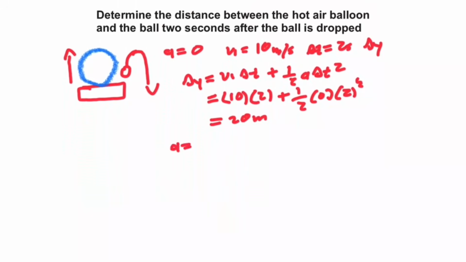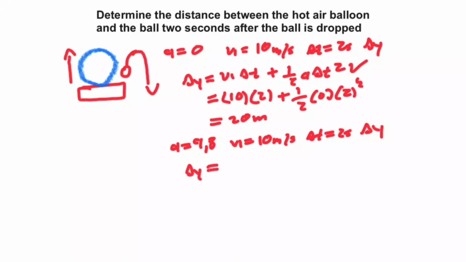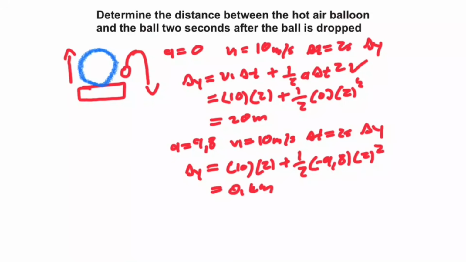Its acceleration is and always is 9.8. Its initial velocity will be that of the hot air balloon, 10 meters per second. The time is 2 seconds, and we want to find the displacement. We are going to use this same equation, of which if we substitute, we have delta y equal to vi is 10, delta t is 2, plus a half, the acceleration is minus 9.8 multiplied by 2 squared. The displacement of the ball is 0.4 meters. We're taking up as positive, okay?